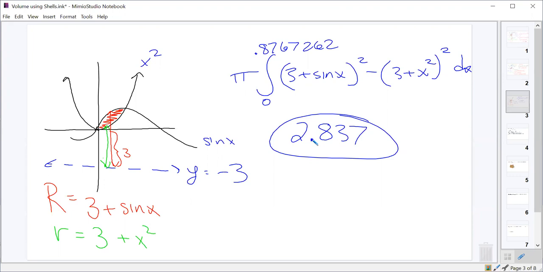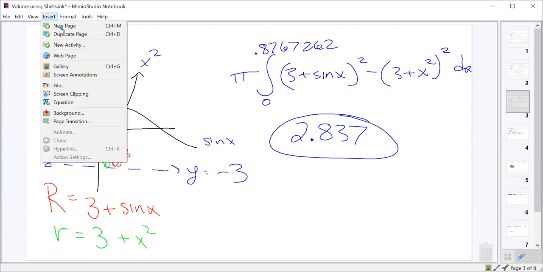Any questions? Anybody having trouble getting that value? Great. What if this was y equals negative 100? No change other than the radii, right? 100 plus sine x and 100 plus x squared. Good enough? We feel like we could do this if I asked you to? All right.